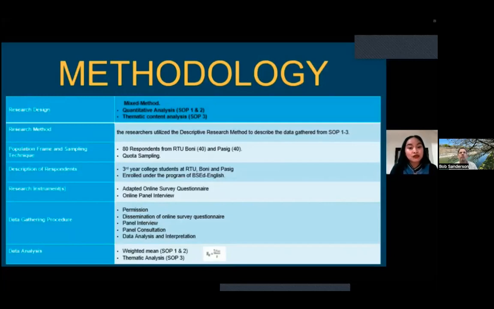For the data gathering procedures, of course, we sought the permission of the panelists, including our research advisor. Then we disseminated the online survey questionnaires in our group chats. We also sought the permission of our respondents, of course. And then after we reached our quota, we conducted a panel interview with 12 of the participants. And lastly, after we gathered all the data, we proceeded with data analysis and interpretation. With that being said, let us now move on with the presentation of the results of our study, which will be presented by Ms. Fortich.